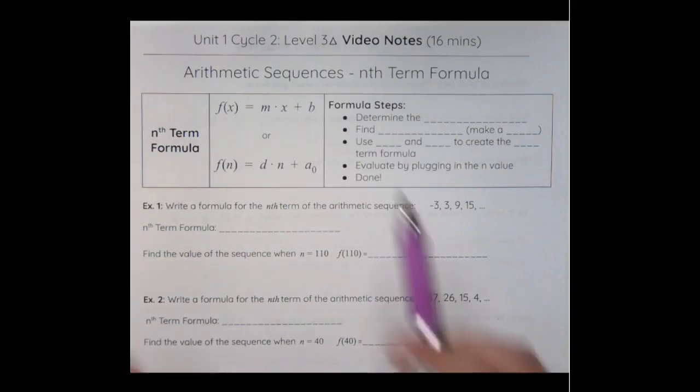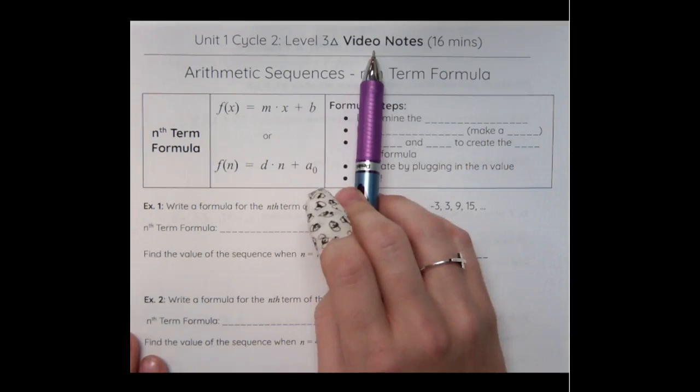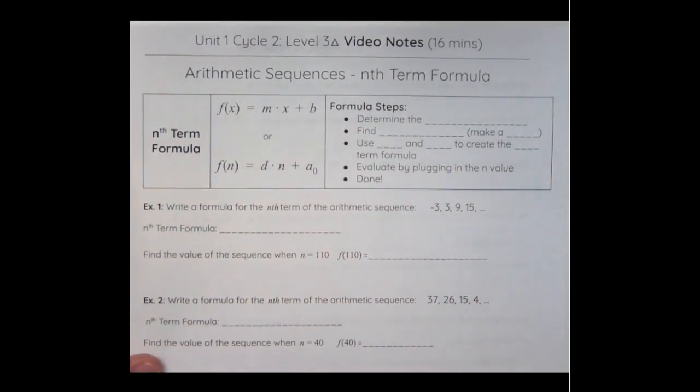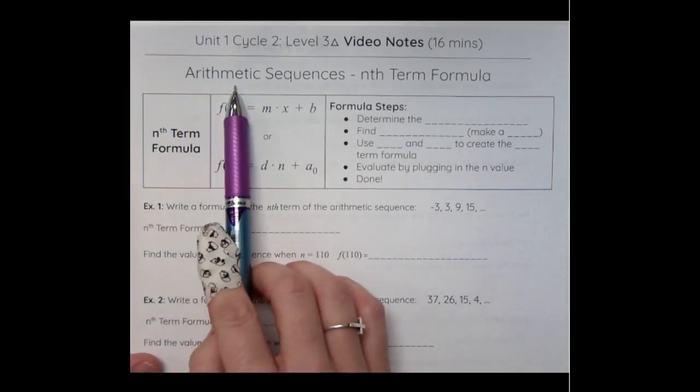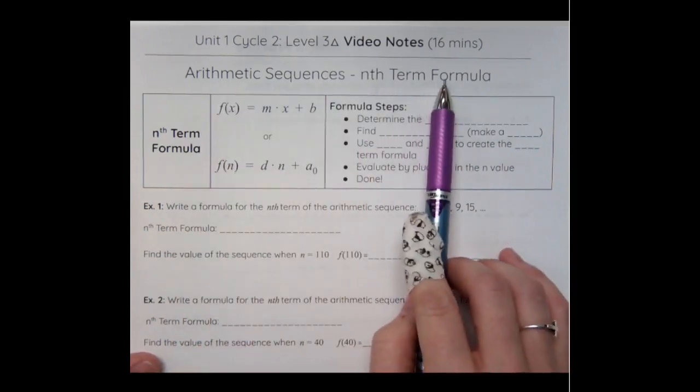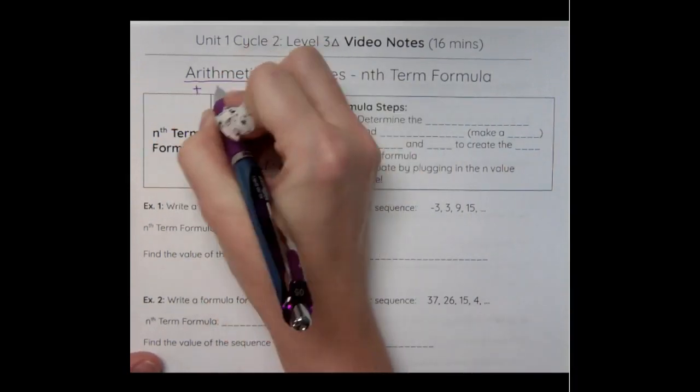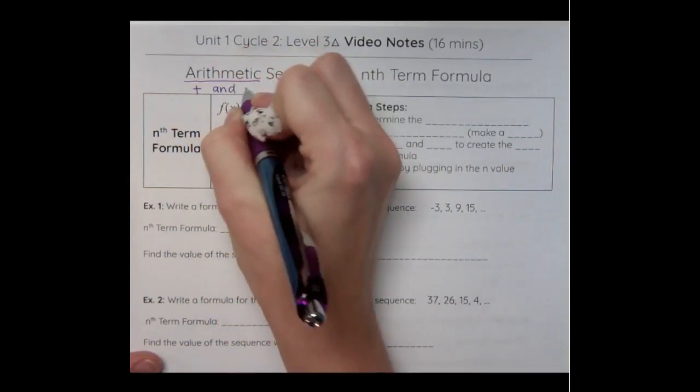Okay, we are working on level 3 triangle video notes. Make sure this paper is in front of you so you're ready to go. We're talking about arithmetic sequences and the nth term formula. So remember, arithmetic means using addition and subtraction.